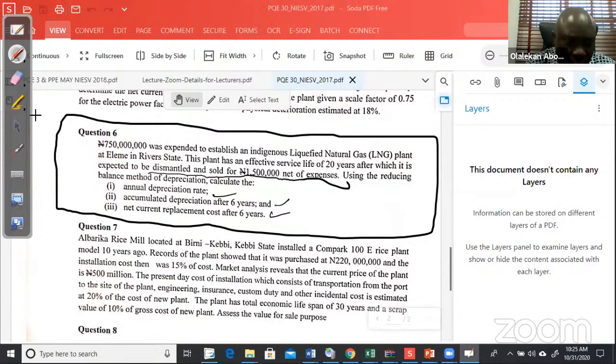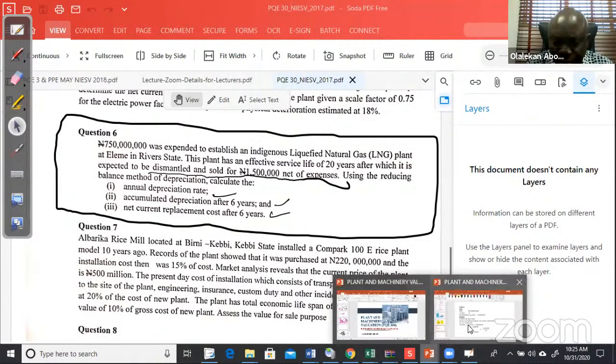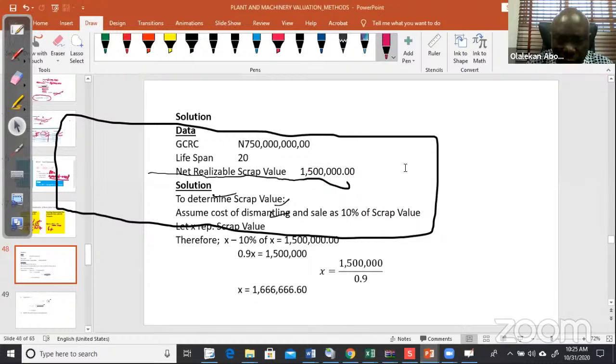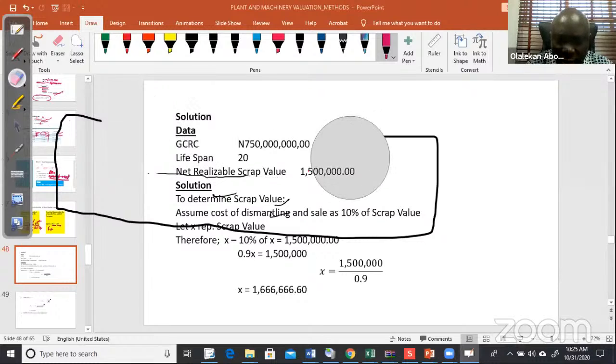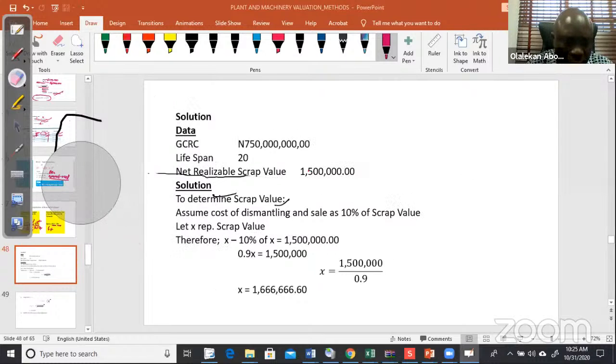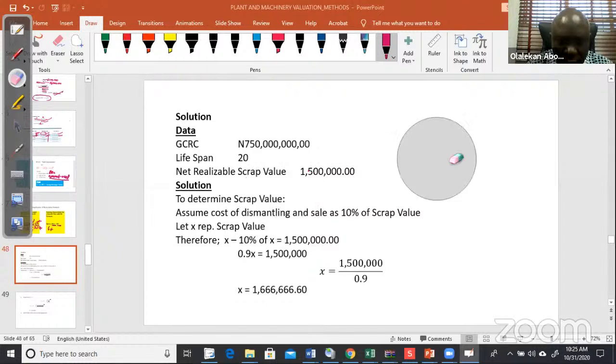Okay. In this regard, I'll quickly go back to my slide for you to follow up. I want to believe you already have all those things, even though I have the data in this slide too. So now, what we have here, we have your costs.